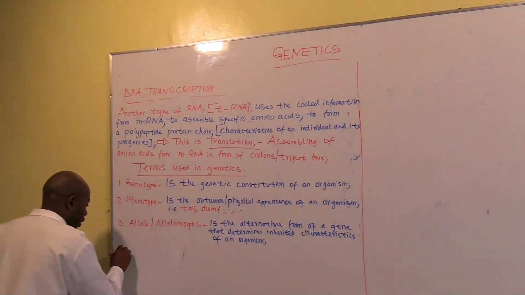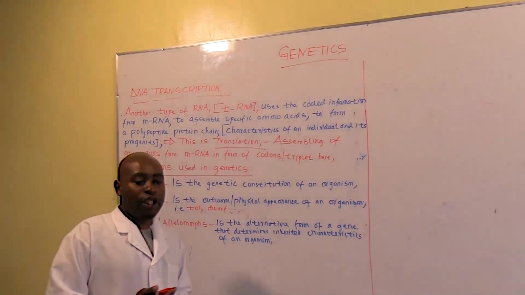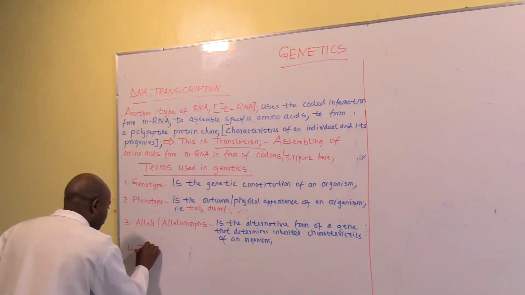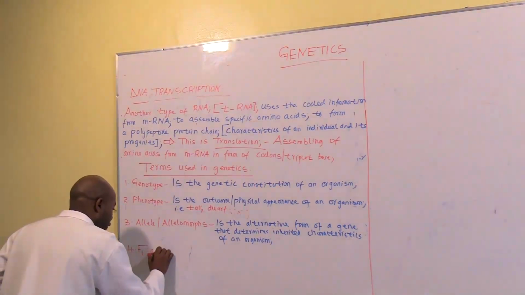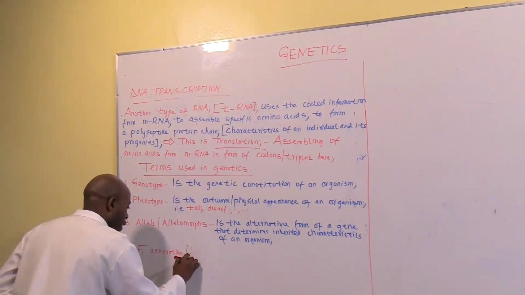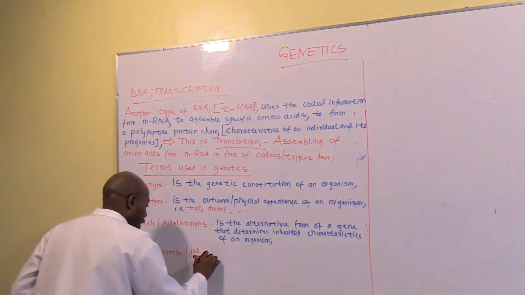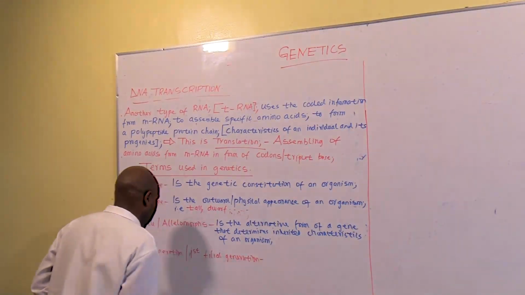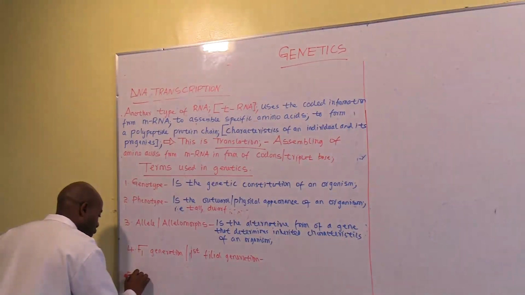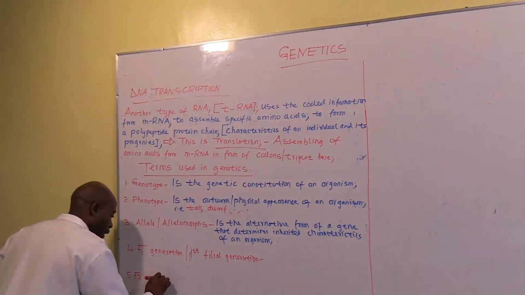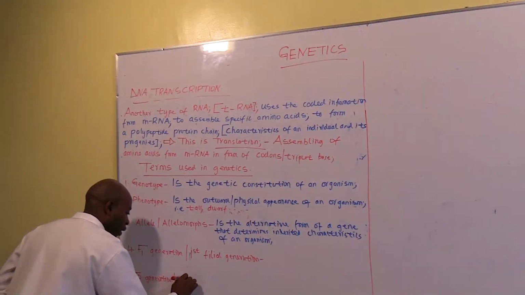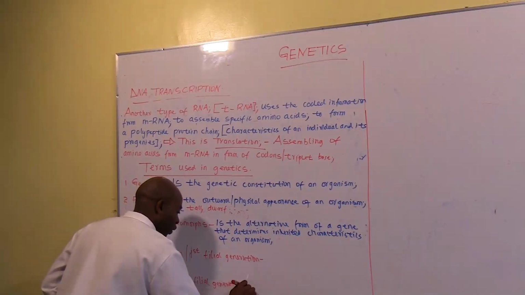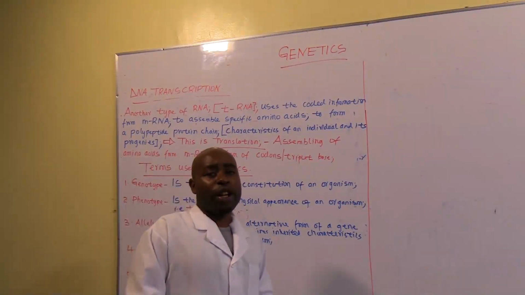Then the other term, number 4, that we shall be looking at is F1 generation and F2 generation. So we have F1 generation, or simply the first filial generation. Then the other one is the F2 generation, or the second filial generation. These are terms that we cannot avoid when it comes to the genetic process.